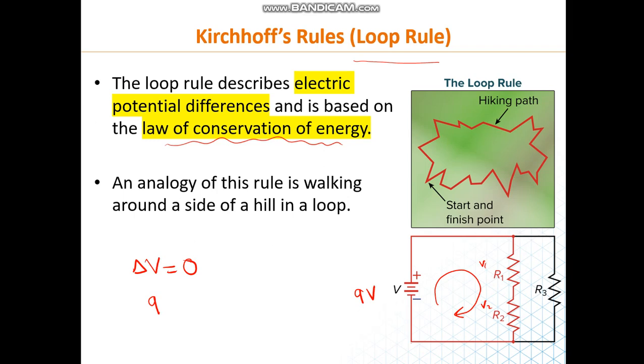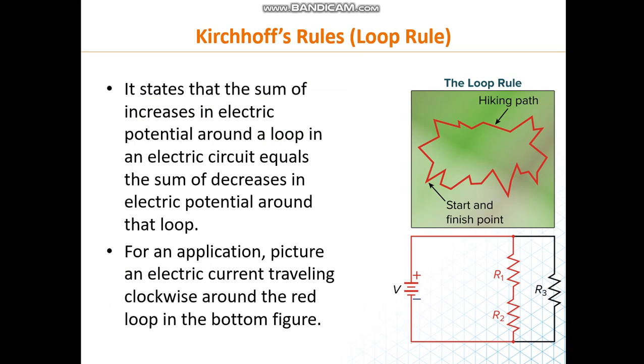We can also compare this to a loop during hiking. For example, you start at one point, you go through ups and downs and then return to the same point as if you did nothing. So delta V equals 0.